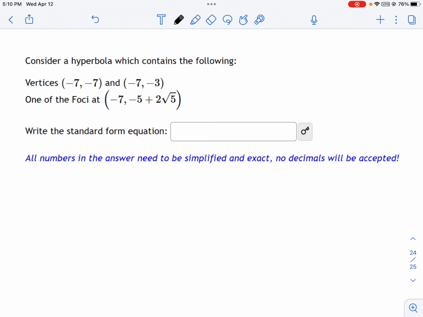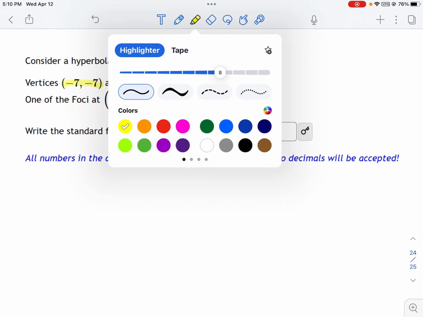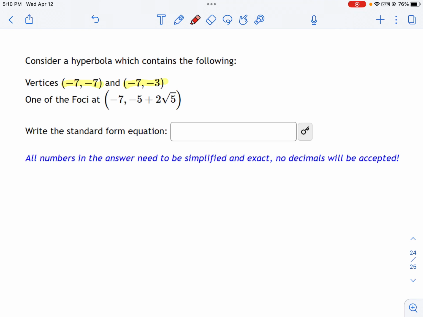Alright, so first thing you gotta know is a couple of things. You gotta know the orientation of your hyperbola. Are you going vertical or is this horizontal? Well, we can easily tell that by looking at the information we're given, right? We have one vertice at negative 7, negative 7, and the other one is at negative 7, negative 3. What changed between these two? The y value, right? The y value went from negative 7 to negative 3, meaning that if you're changing in the y's, this has to be a vertical hyperbola.